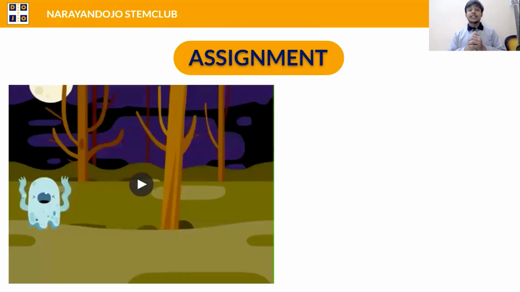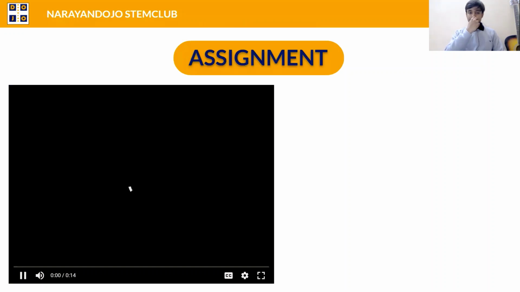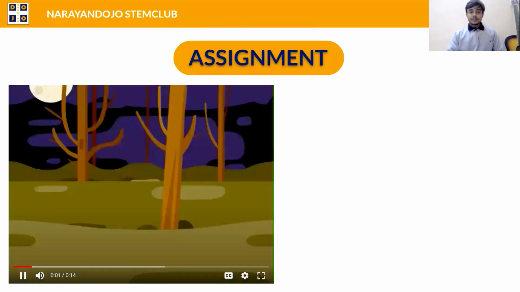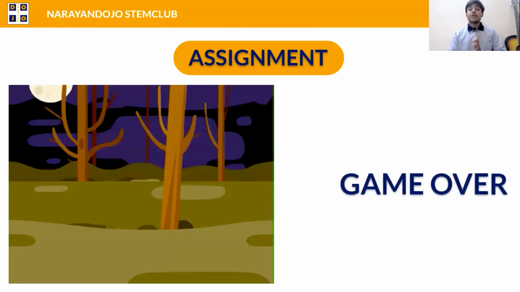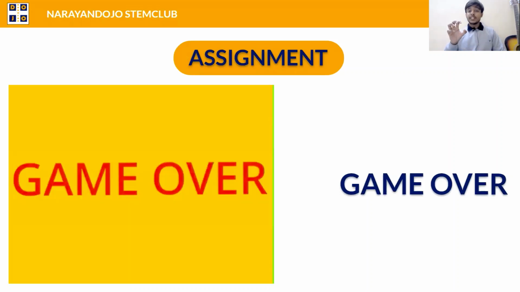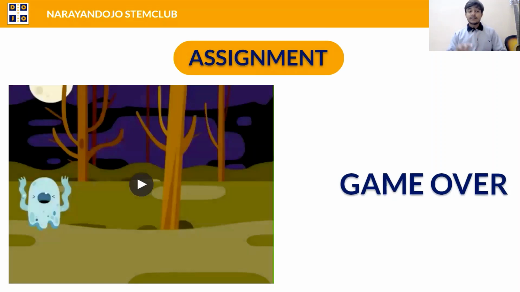So now come to today's assignment. In today's assignment, you have to add a game over screen. So when the time reaches 0 and your game has been stopped, just change the screen to game over. Change the background screen to game over. So now you have to add the game over screen when your game ends.